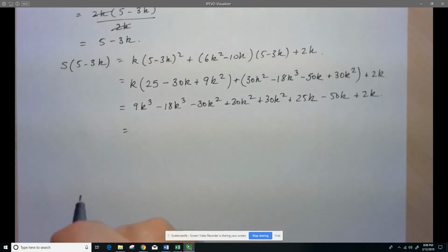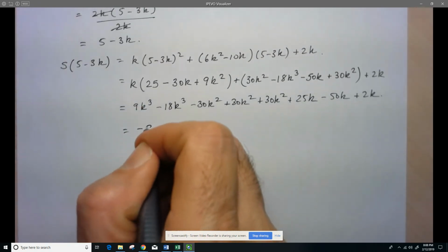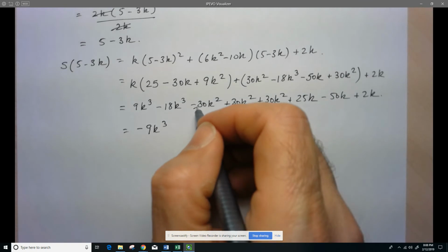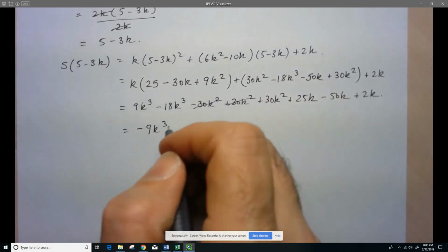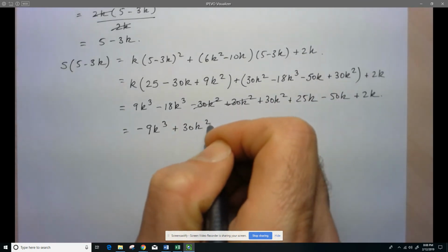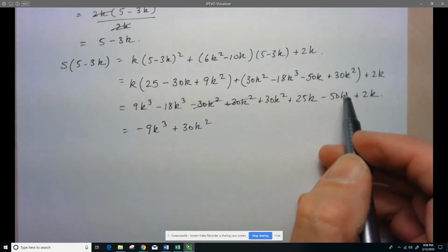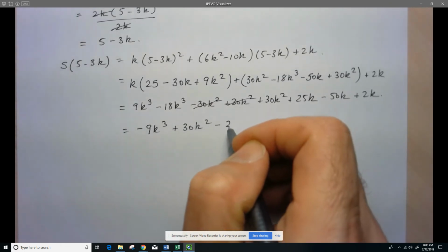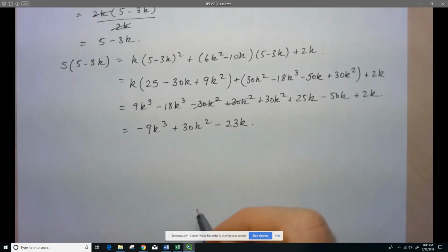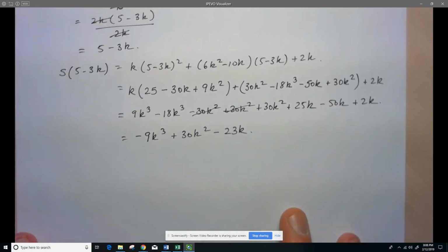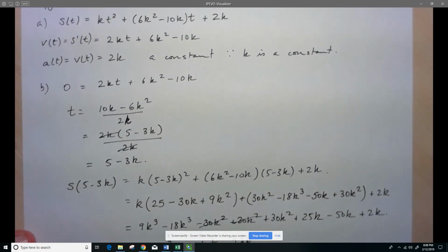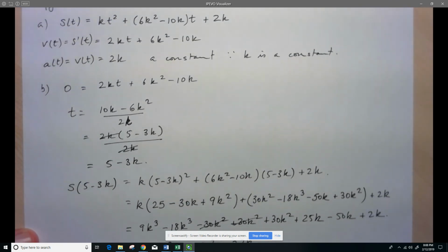All right, and now we can simplify this here. So this is going to give us negative 9k cubed. These just cancel each other out, so I'm just left with plus 30k squared. And then here we have 25 minus 50, which is negative 25, plus 2 is negative 23k. All right, and there we have our position. So again, this question here was about just applying the fact that velocity is a derivative of position and acceleration is a derivative of velocity. Okay, and then doing a whole bunch of algebra.